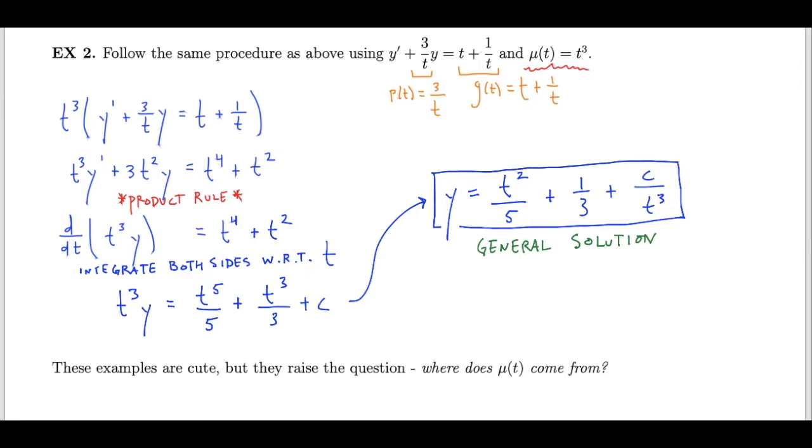These two examples demonstrate the procedure that we'll use to solve first-order linear differential equations, but it still raises the question, where does mu of t come from? In both of these examples, we were provided with mu of t, and as I tried to emphasize in example 2, that mu of t has to be chosen perfectly so that this procedure works out. So how do we identify exactly the right mu of t in order to enable this procedure to work? That's what we'll look at next.